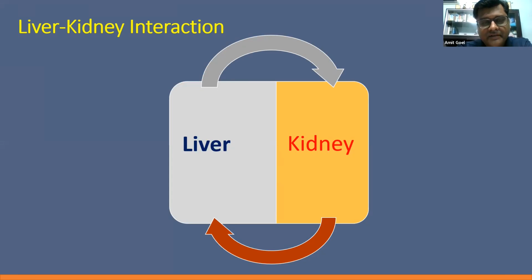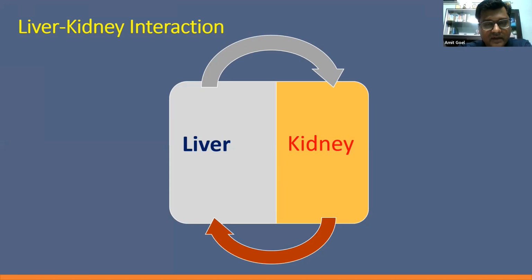Liver and kidney interact with each other. And why do they interact? Liver disease can lead to kidney disease, and similarly, kidney disease can lead to liver disease. So both are interacting with each other, because there are only two organs in the body which filter the entire blood. One is the liver, another is the kidney.